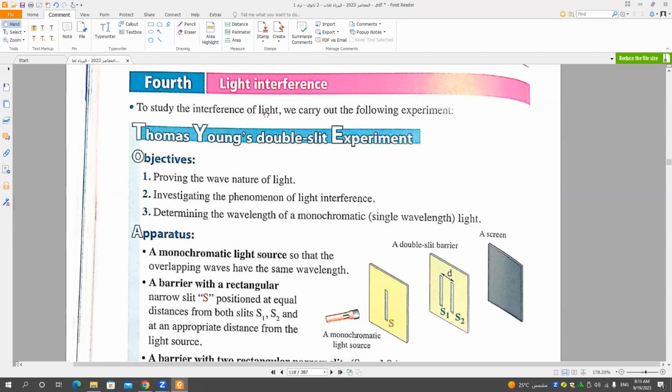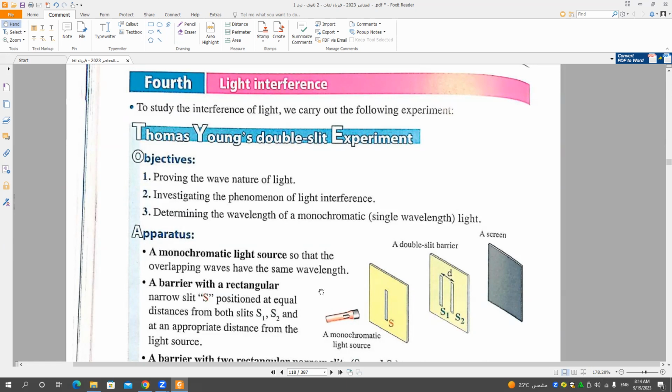Firstly, we know that light travels in a straight line. Light interference means overlapping of two waves, which may be coherent or non-coherent waves. Coherent means the same phase, the same velocity and the same direction.